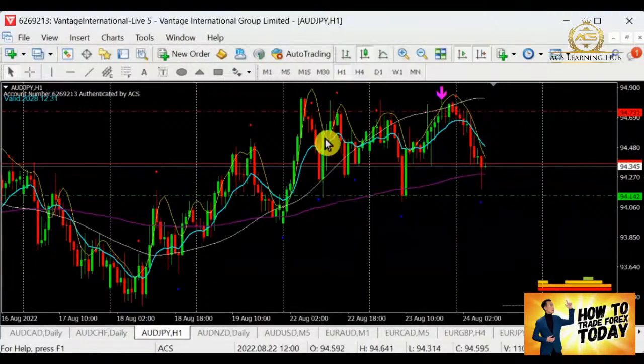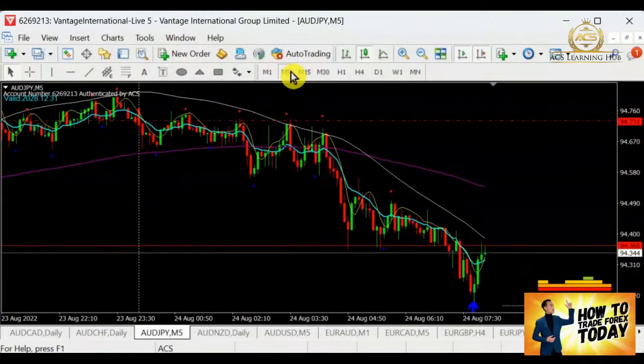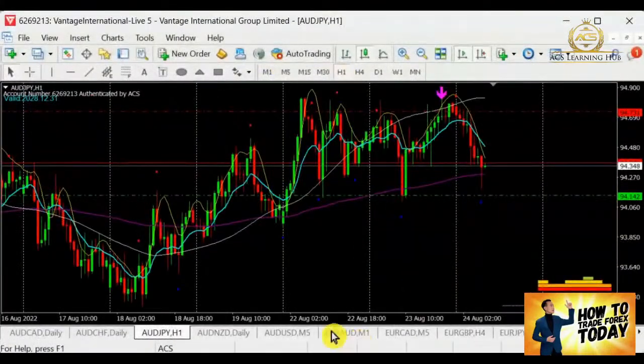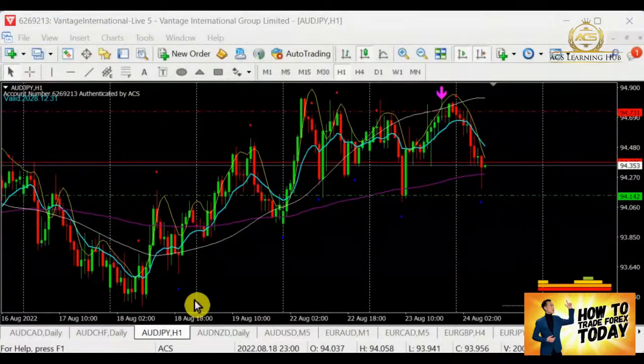Aussie yen has probably already started to syndicate right now. So I put this Aussie yen into my watch list. If there's any good chance for us to sell, then later we will sell the Aussie yen.